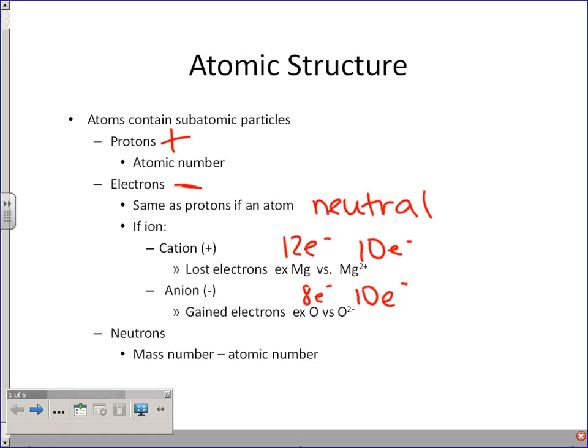Okay. So you just have to check the ion to determine what's going on with the electrons. And then the neutrons is going to be the mass number minus the atomic number. So if we go back to our example for nitrogen, nitrogen with an atomic number of 7 and a mass number of 14 would have 7 protons, 7 electrons, 14 minus 7, 7 neutrons.